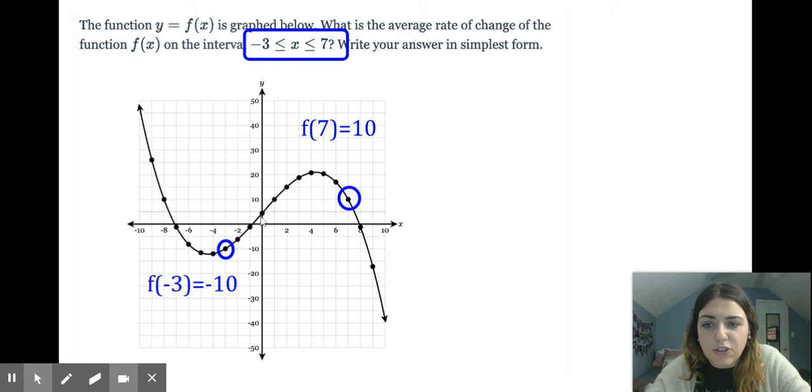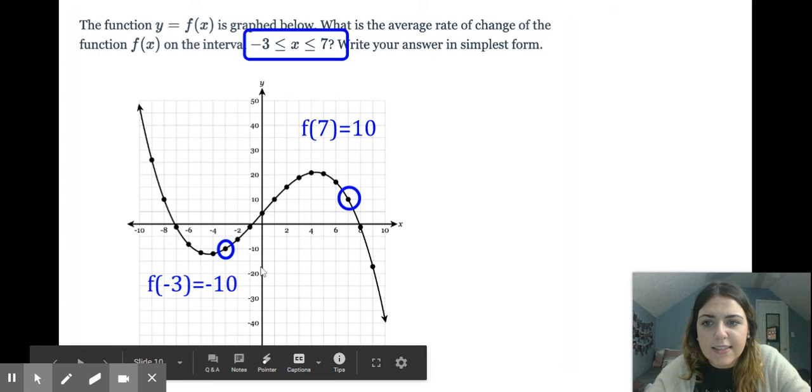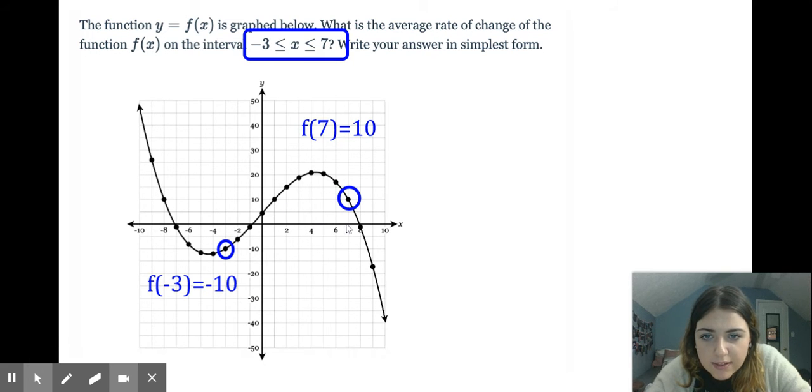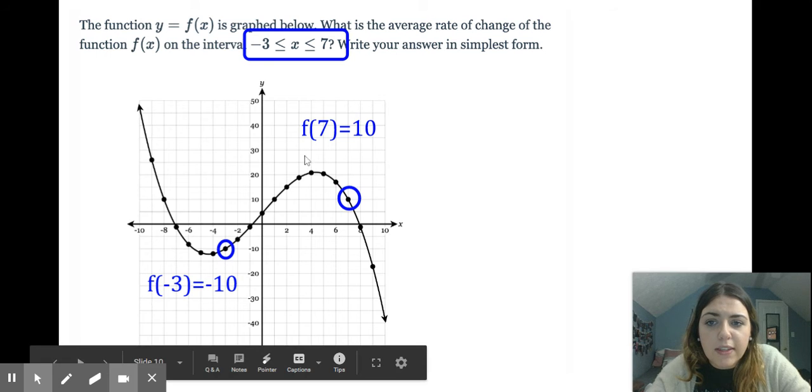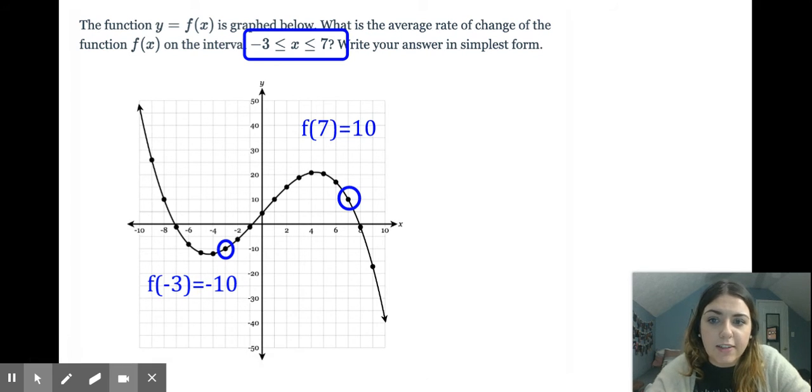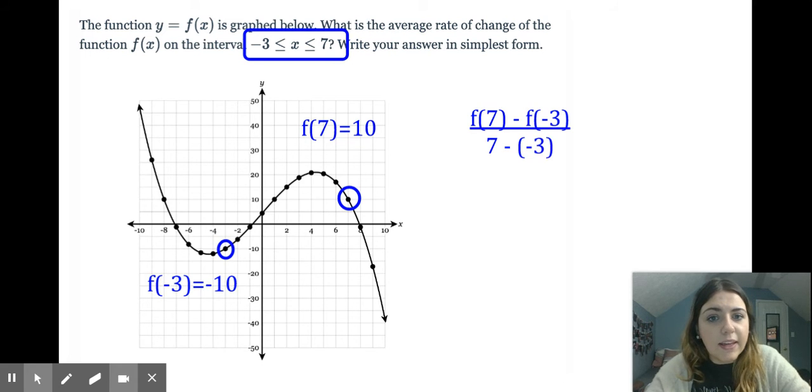Make sure you pay attention to the scale on the y-axis. And when x is 7, so I go over to positive 7, which is here, and I go up, the value is 10. So I have labeled those points, and I have circled them, okay? That's really important to keep things straight. So then I use my formula, f of 7 minus f of negative 3 over 7 minus negative 3. Remember, the y's go on top, x's go on the bottom.